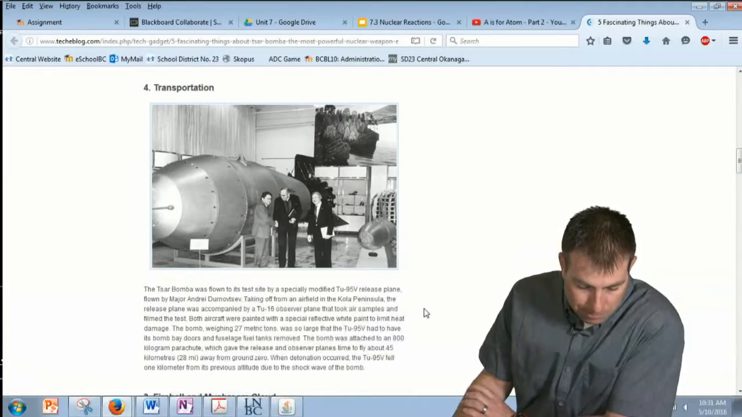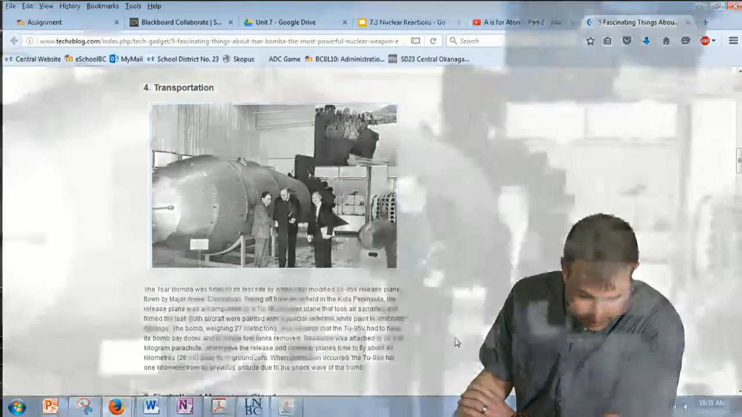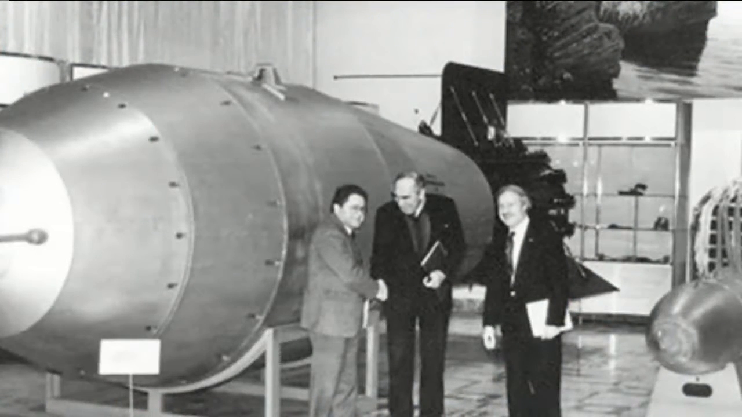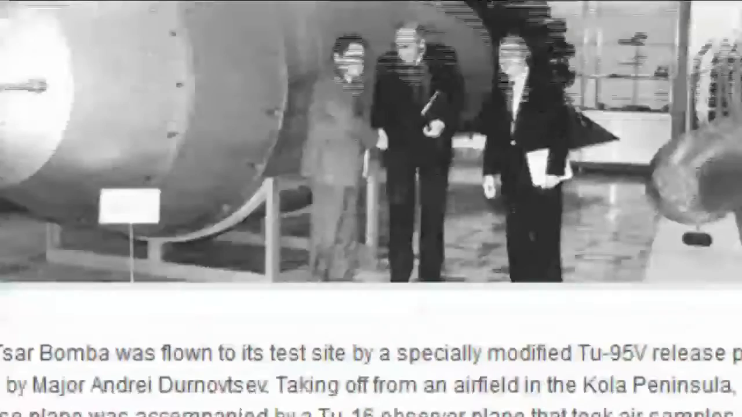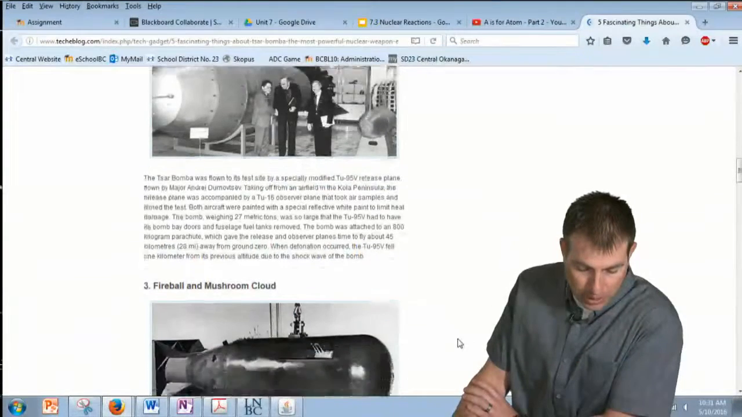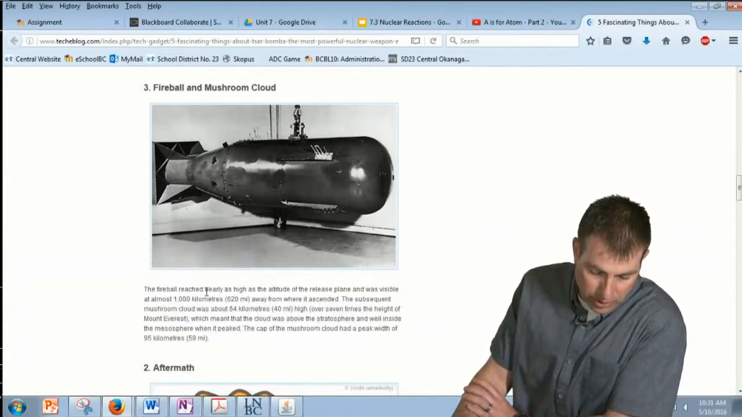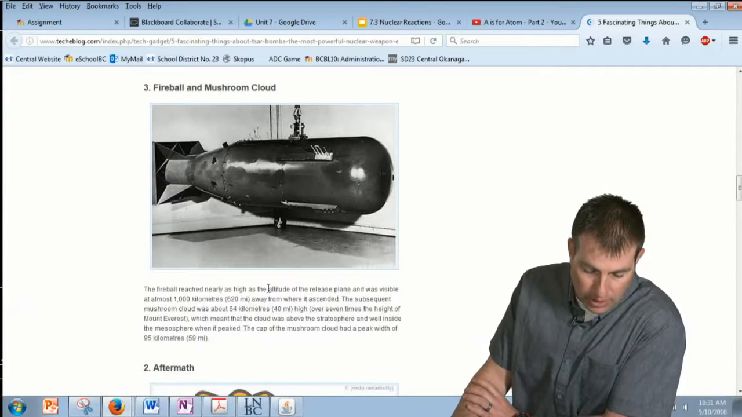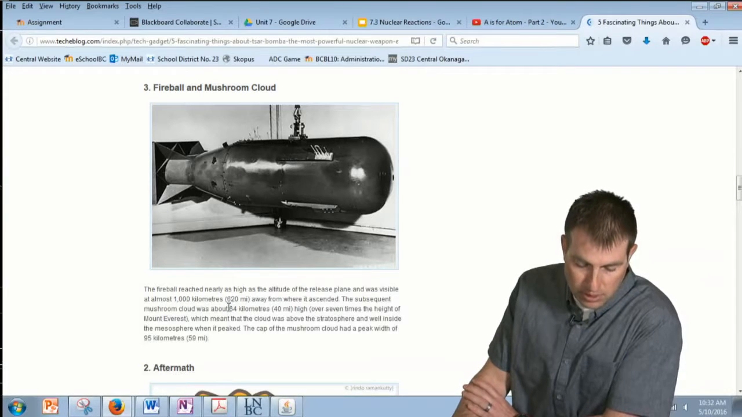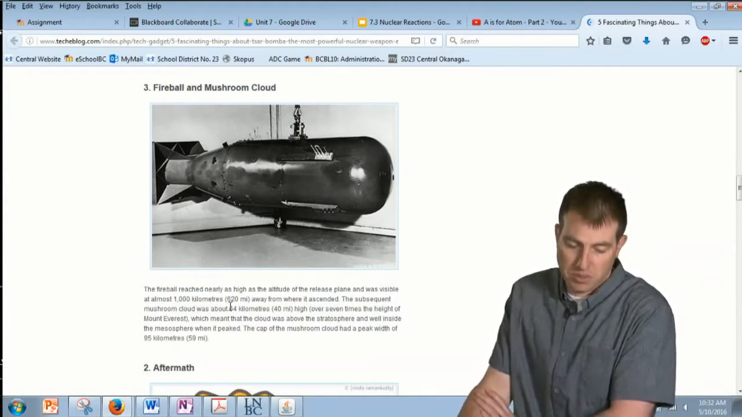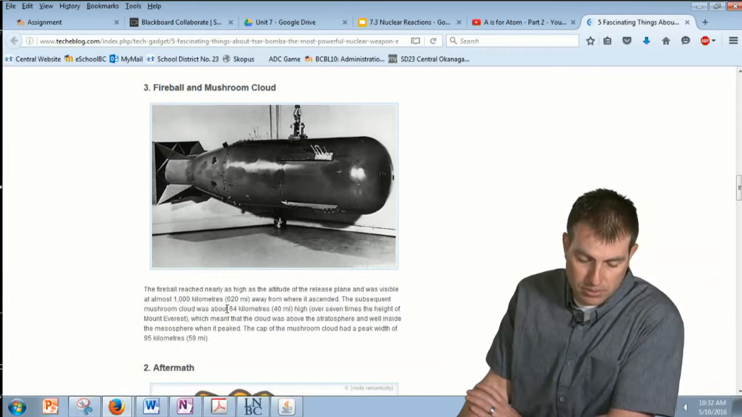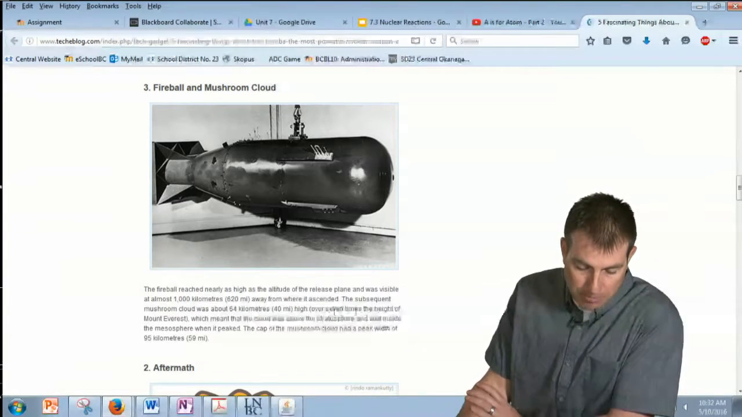Star bomb, I always forget all this stuff. The guy had, 45 kilometers away when he was in the bomb. Fireball and mushroom cloud, this is pretty incredible. The altitude of the Reese Plain was visible for almost 1,000 kilometers. The mushroom cloud extended 64 kilometers into the atmosphere. The atmosphere is only about 100 kilometers thick, so that's incredible. Over 7 times the height of Mount Everest.